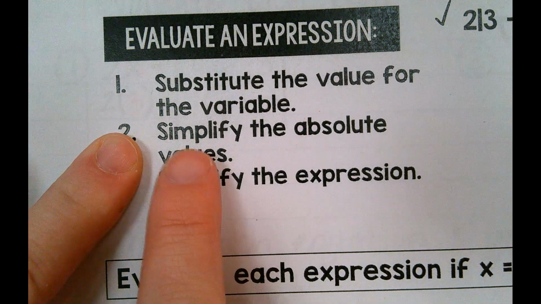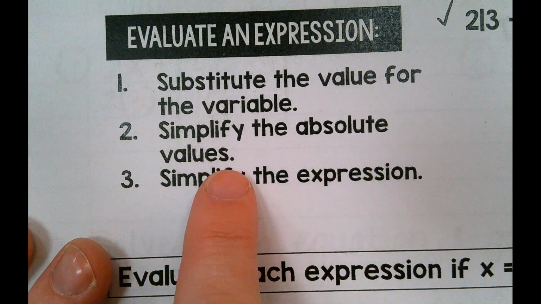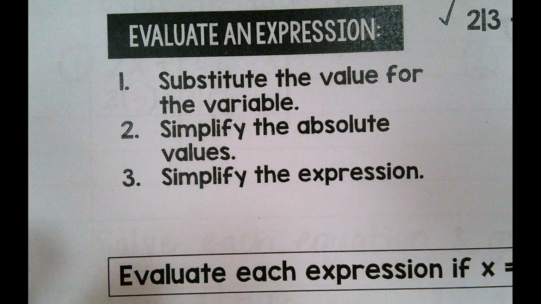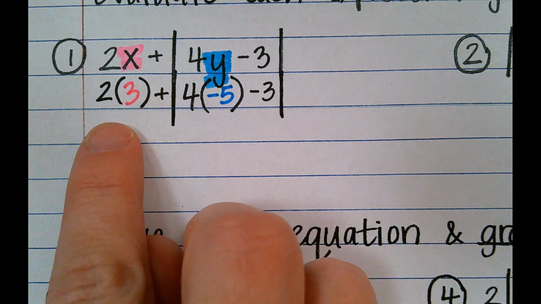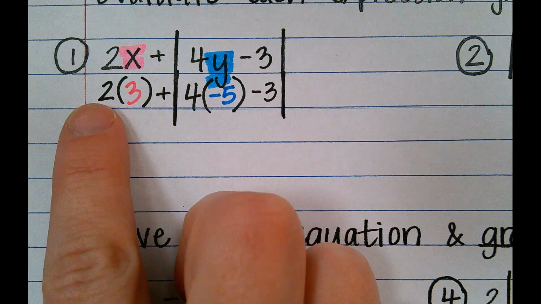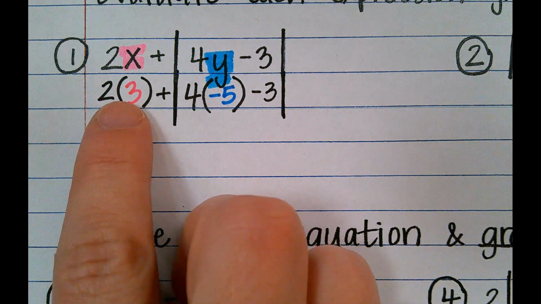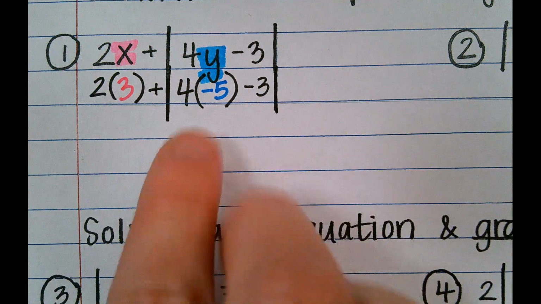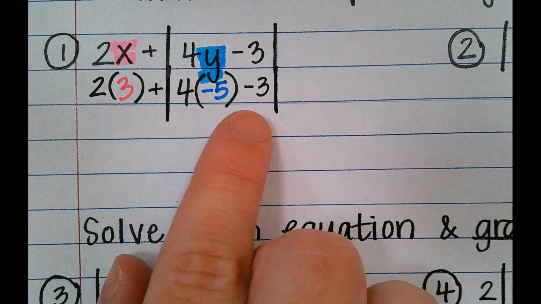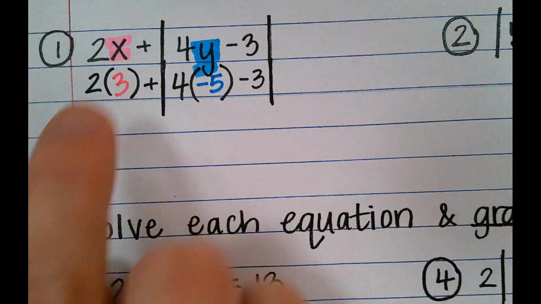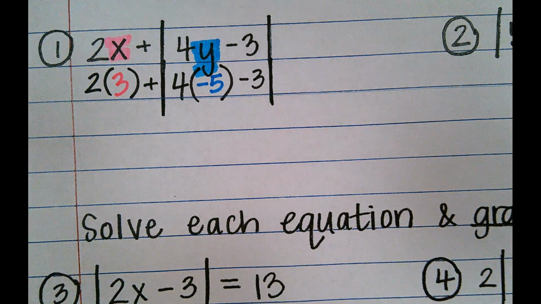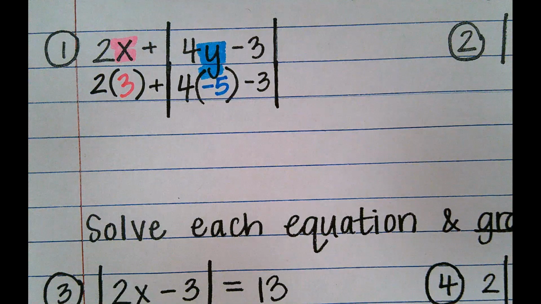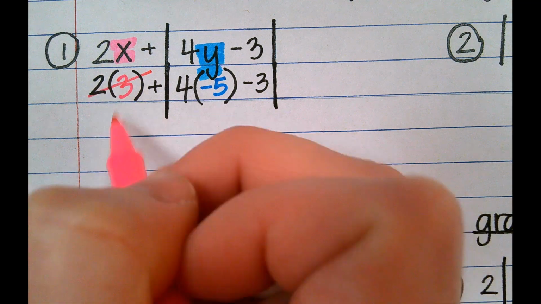Step 2 is to simplify the absolute values. So look at everything inside the bars. Now, because this is multiplication and it's outside of the bars, technically we could go ahead and do that. But it is good practice to focus on what's in the bars first. But doing this wouldn't be wrong. So let's do that. How about we do that 2 times 3? What does that give us? 6.